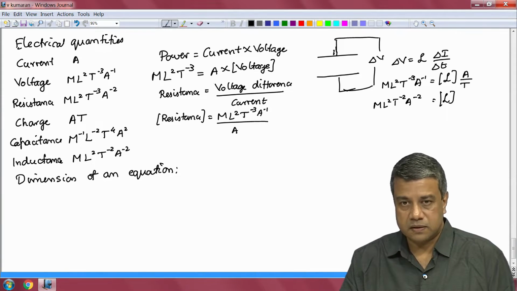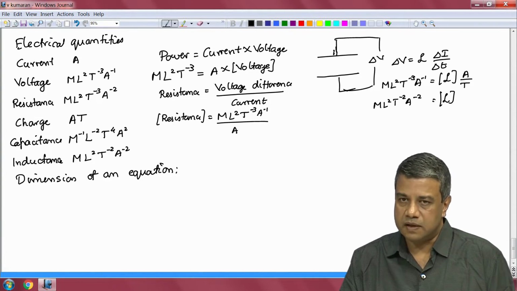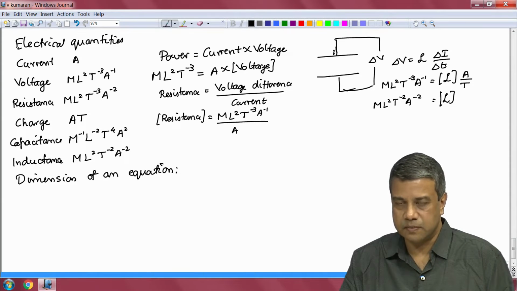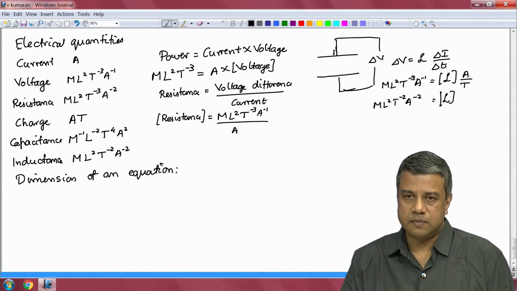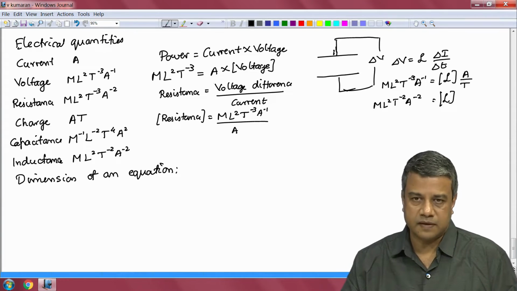Okay. So, equations also have a dimension. What that means is that all additive terms in that equation have the same dimension. So, for example, you cannot write an equation where one of the terms has dimensions of length and the other term has dimensions of time.